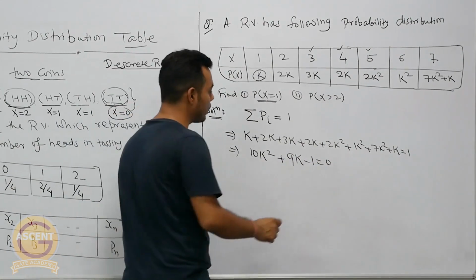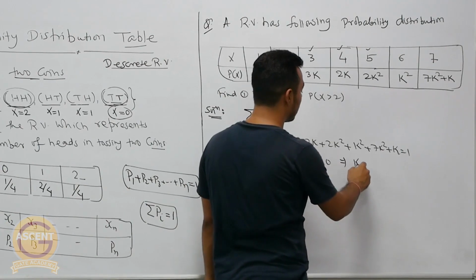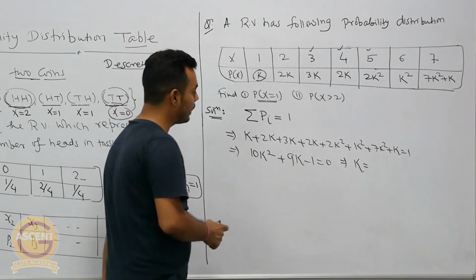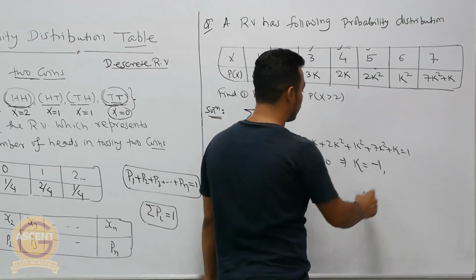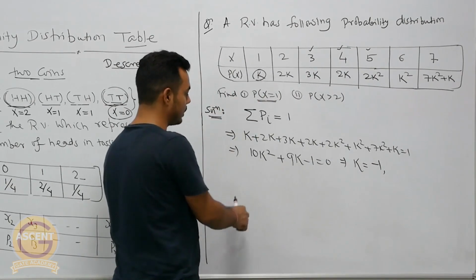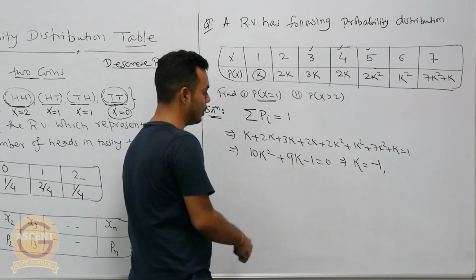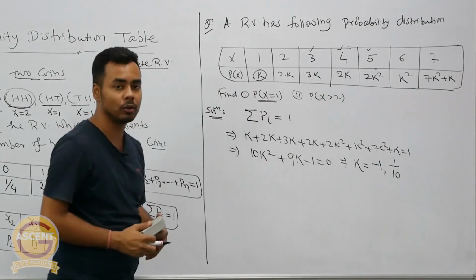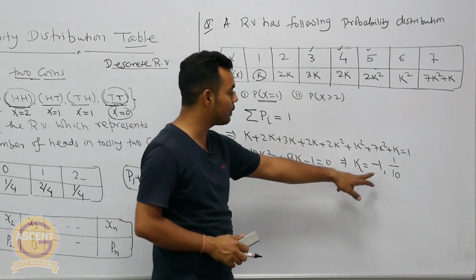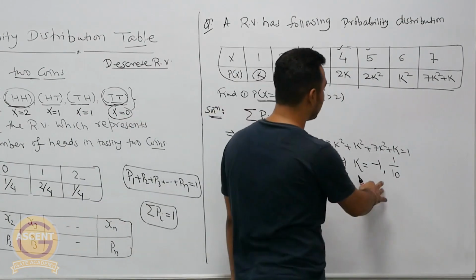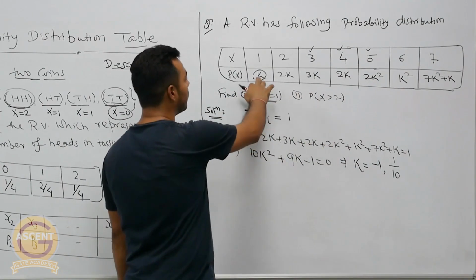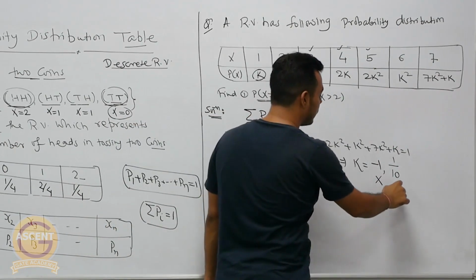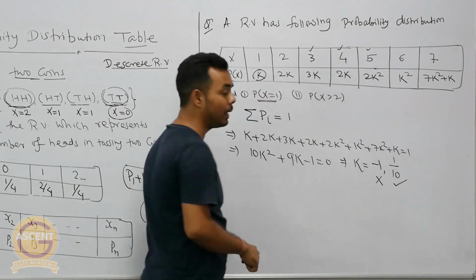Now if you solve this quadratic equation using the factorization method, which you can do on your own, the values of k that you will get are minus 1 and 1 by 10. You can easily see that minus 1 will satisfy this equation: 10 minus 9 minus 1 is 0. So these are the 2 possible values of k. Obviously k equals minus 1 is not acceptable because probability cannot be negative. The probability that x is 1 is k, so k cannot be negative. Therefore the only acceptable value is 1 by 10.